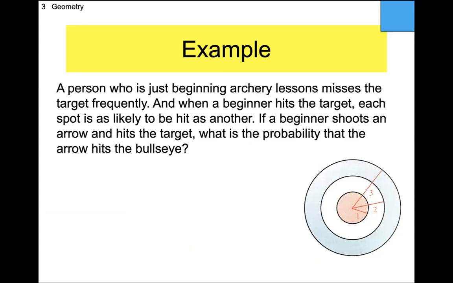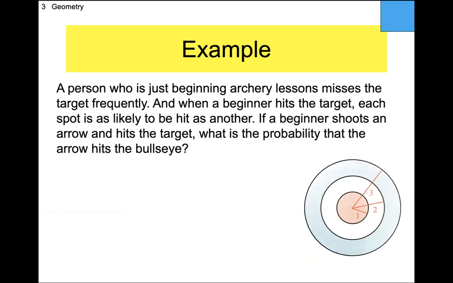So it's a person who is just beginning archery lesson, misses the target frequently. And that doesn't mean that they miss the entire target. It just means they miss what they're aiming at. When a beginner hits the target, each spot is as likely to be hit as another. In other words, they're randomly hitting somewhere on the target itself.